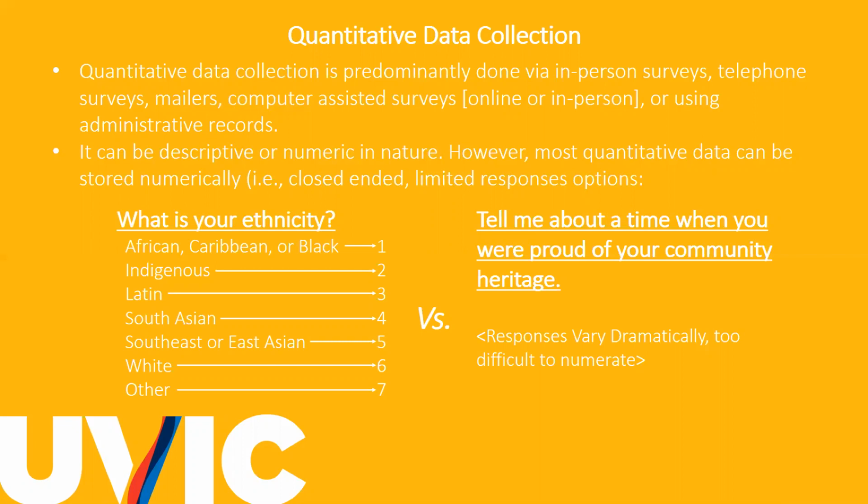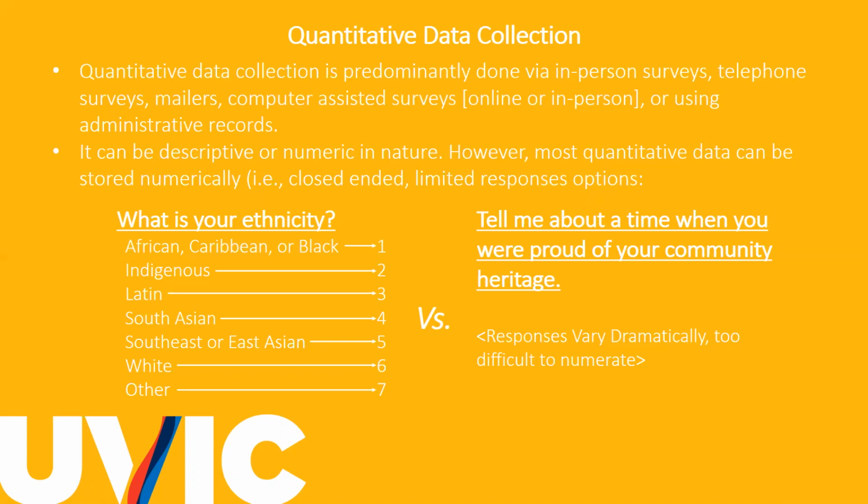Quantitative data collection is predominantly done via in-person surveys, so maybe somebody's outside of a clinic or in the lobby of a clinic surveying people. Maybe it's somebody at a student union surveying college students. Maybe it's somebody who's gone to a festival of some sort and is collecting data there. And so that's an in-person survey.